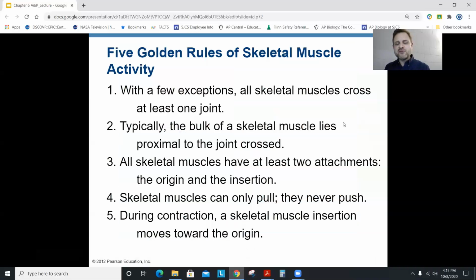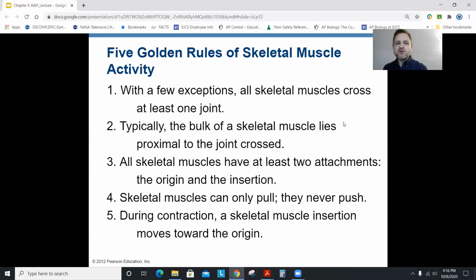So now we're going to get through the way muscles work and move, and this leads us to naming muscles. And this can get pretty dense, so let's just go through this slowly. There are five what are called golden rules for skeletal muscle activity, and let me just read them to you and discuss them briefly.